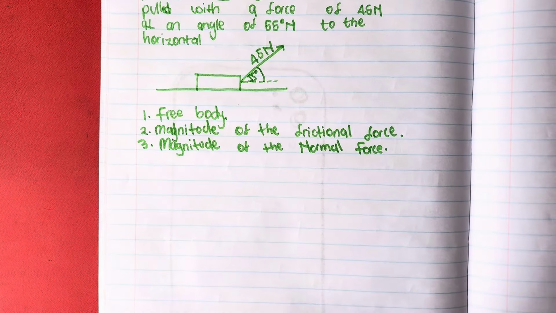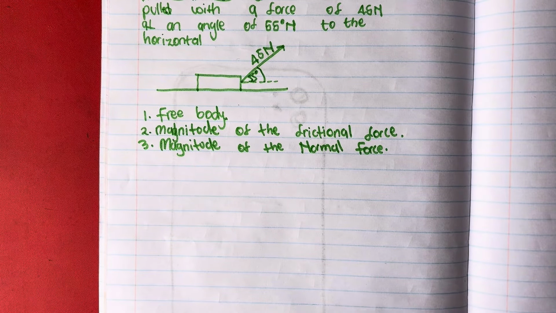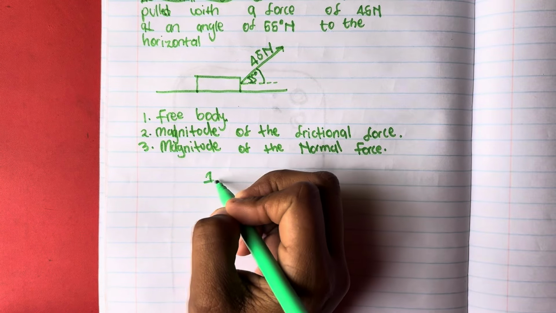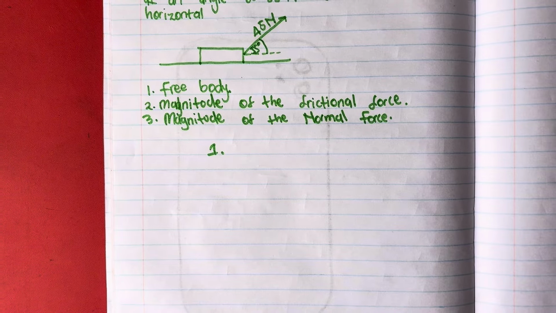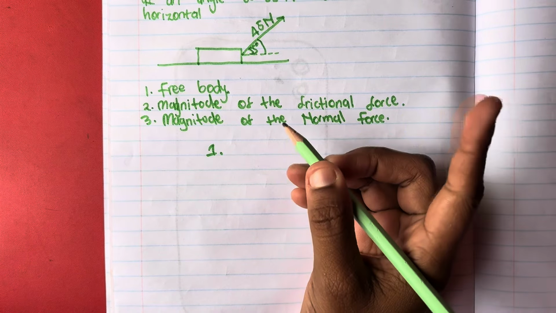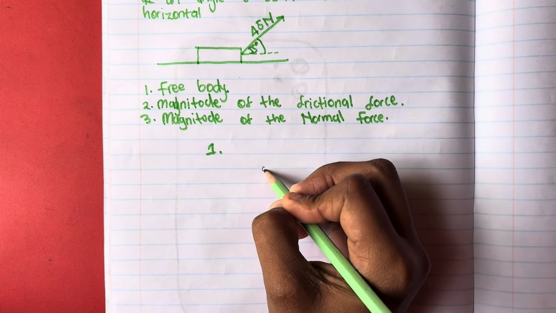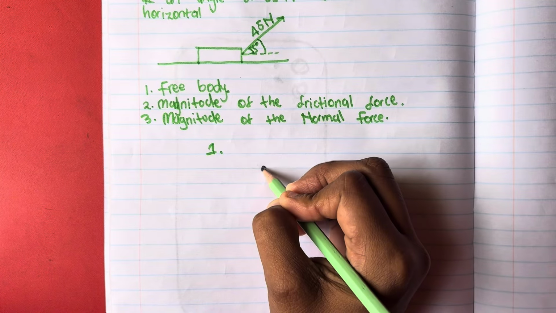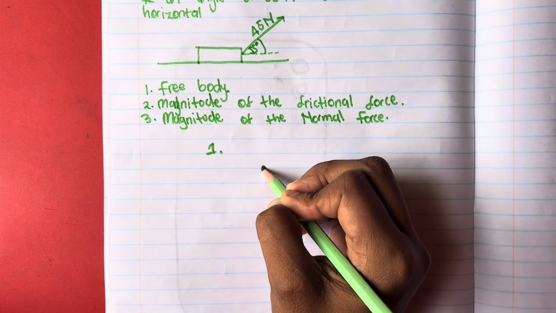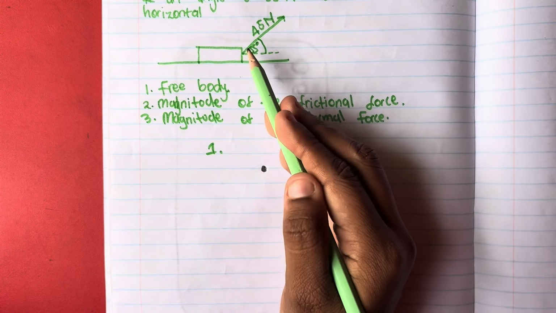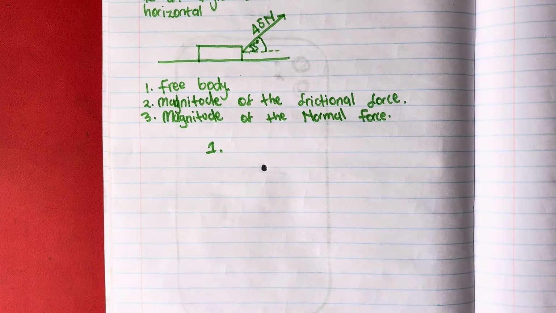Okay, so question number 1, they're asking us to draw what? The free body diagram. Remember that the free body diagram is represented by what? By a dot. So after drawing your dot, you then have to draw all the forces acting on this object.